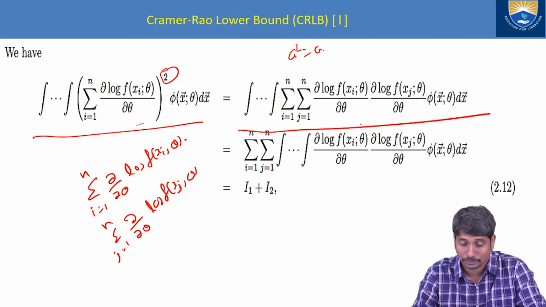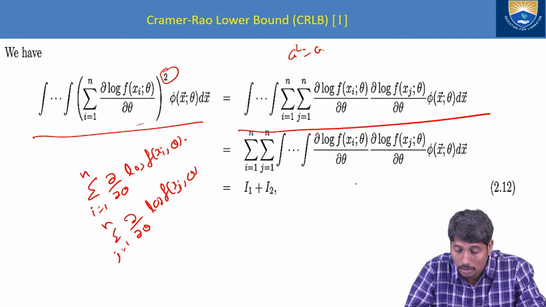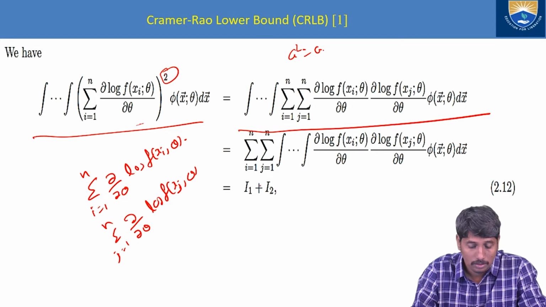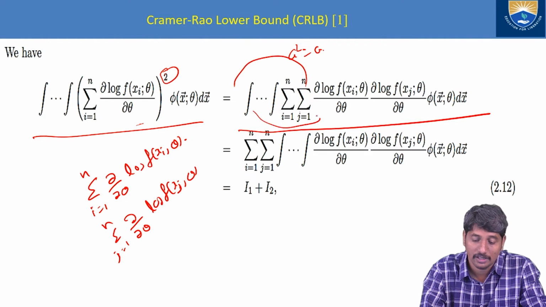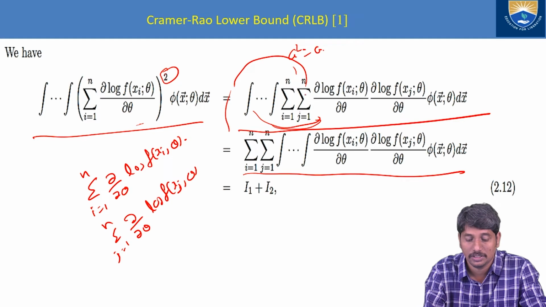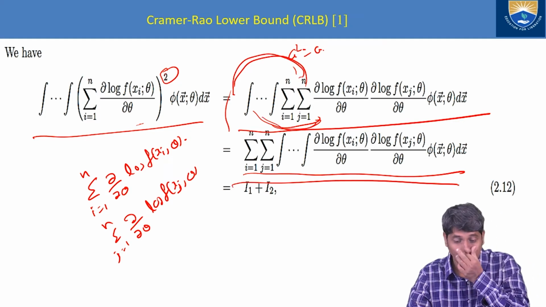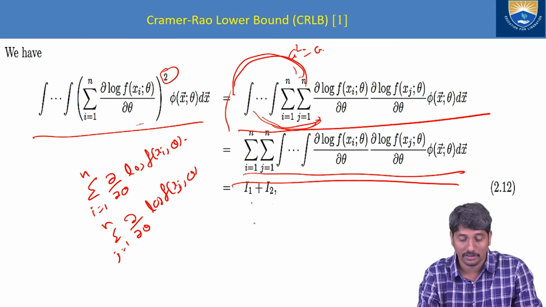Now, here the summation, we are just bringing outside of the integral, and the integral inside. Summation outside, integral inside, we are getting this step. Okay. Now, we are writing this as I1 plus I2. What are I1 and I2? Let me explain in the next slide.